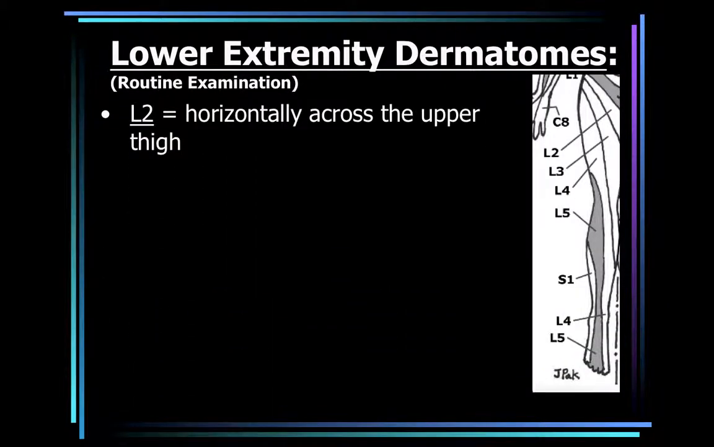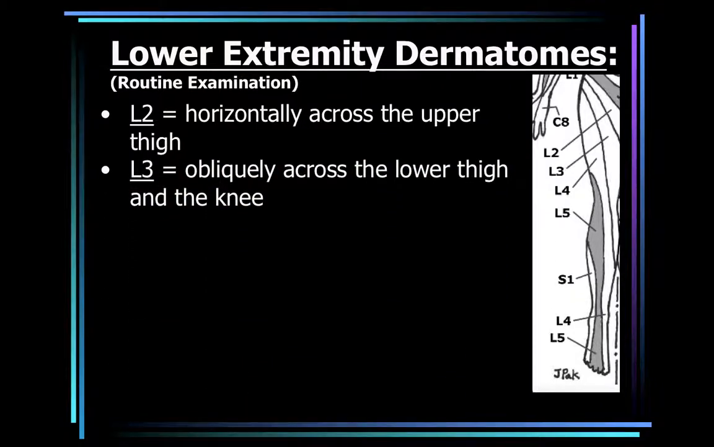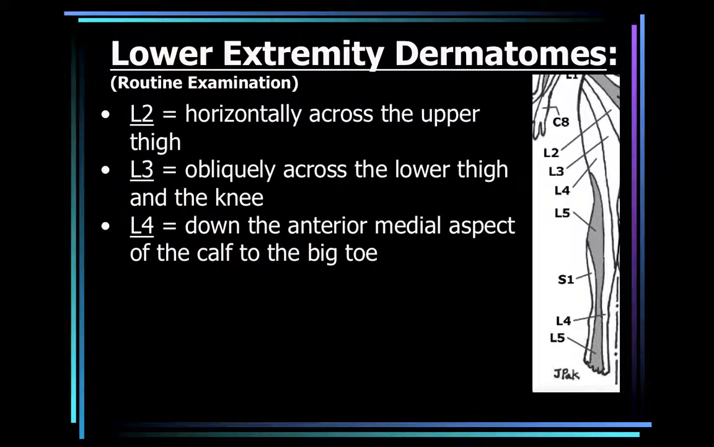For the leg, we do L2 through S1. So L2 kind of comes across the upper thigh, middle of the thigh. L3 across the knee, that's how I remember that one. So it goes right across the lower leg, lower thigh and knee. L4, we say L4 to the floor. So L4 goes on the medial side of the leg all the way down to the big toe.